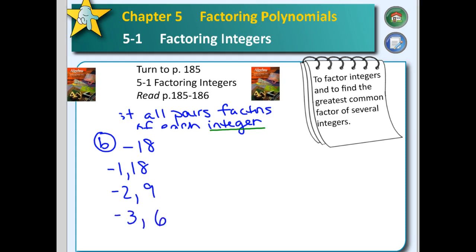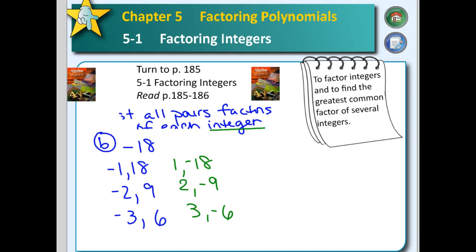But there's also another 3 more pairs of integers. Basically, I just switch the negative sign. This could be 1 and negative 18, and this could be 2 and negative 9, and 3 and negative 6. So if you notice there, I still had 6 pairs because I have to take into account the idea of integers, positive numbers, and negative numbers.